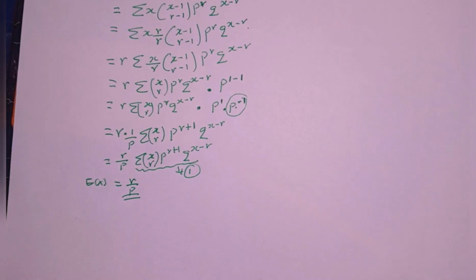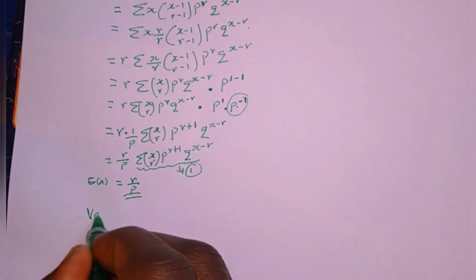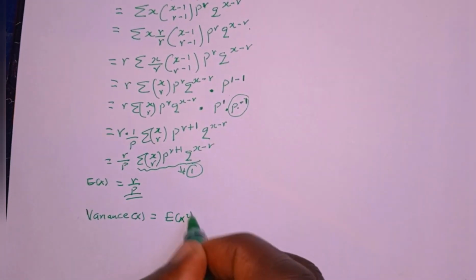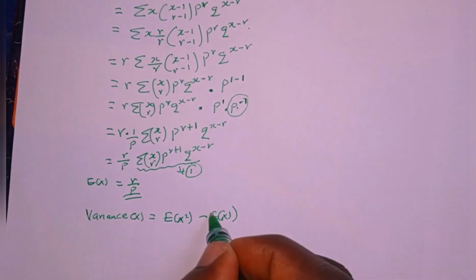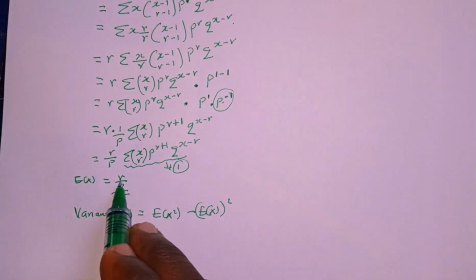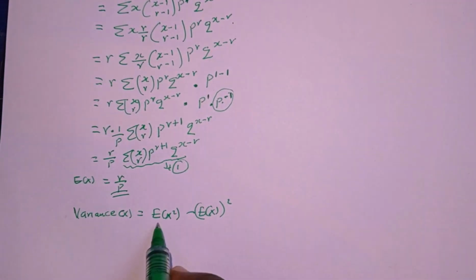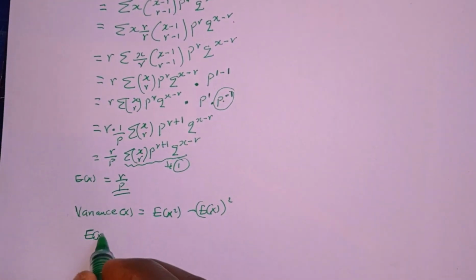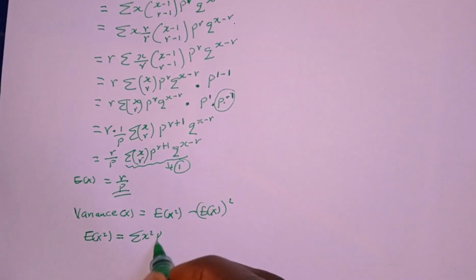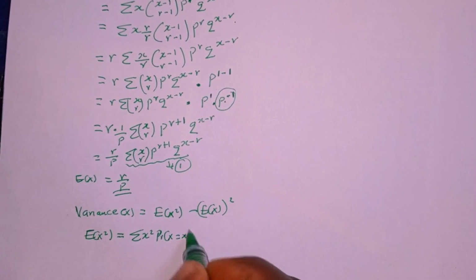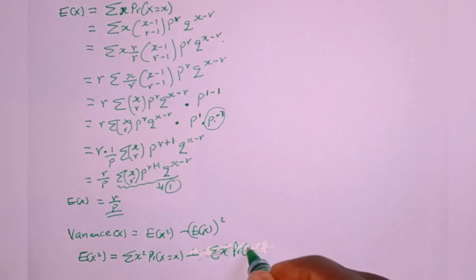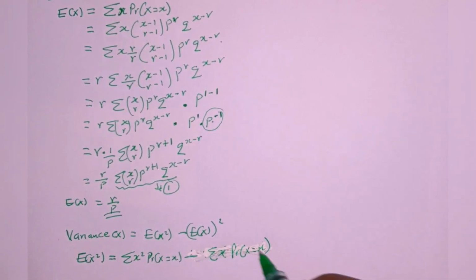Now the next thing we are going to find is the variance. The variance of x is given as what? Expected value of x squared minus expected value of x all squared. So to look for the variance, we know that the expected value of x is already given as r over p, which is the mean. Then we are going to look for the expected value of x squared before we substitute into the variance, which is the same as what? Summation of x squared, probability of x is equal to x, then minus summation of x, probability of x is equal to x. So what do we do next?